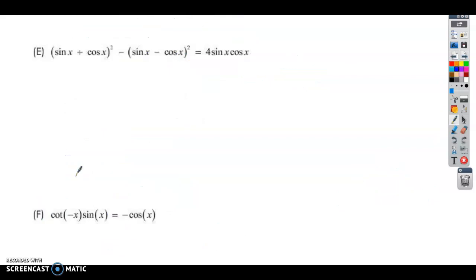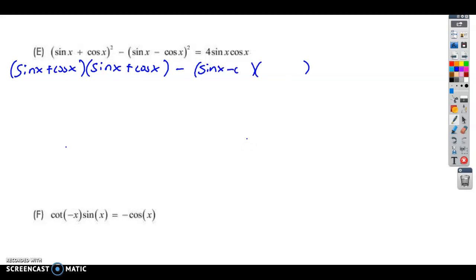All right, this looks kind of yucky, like I'm going to have to write a lot. I'm going to go ahead and multiply this out because this is sine of x plus cosine of x times the sine of x plus cosine of x, right? Minus, this means the sine of x minus cosine times sine minus cosine.